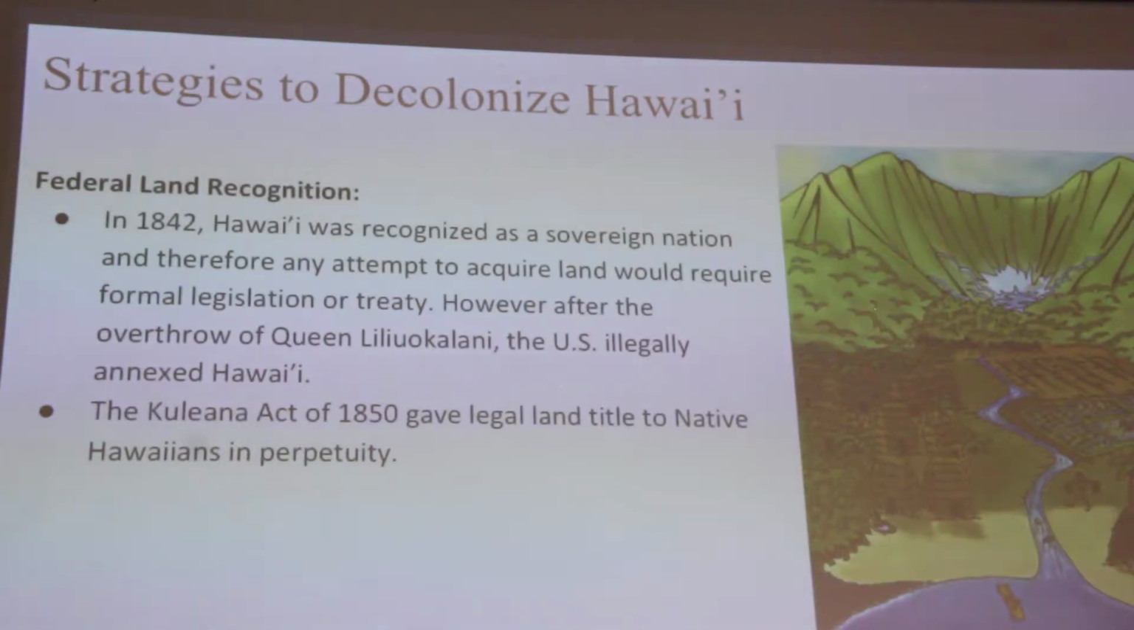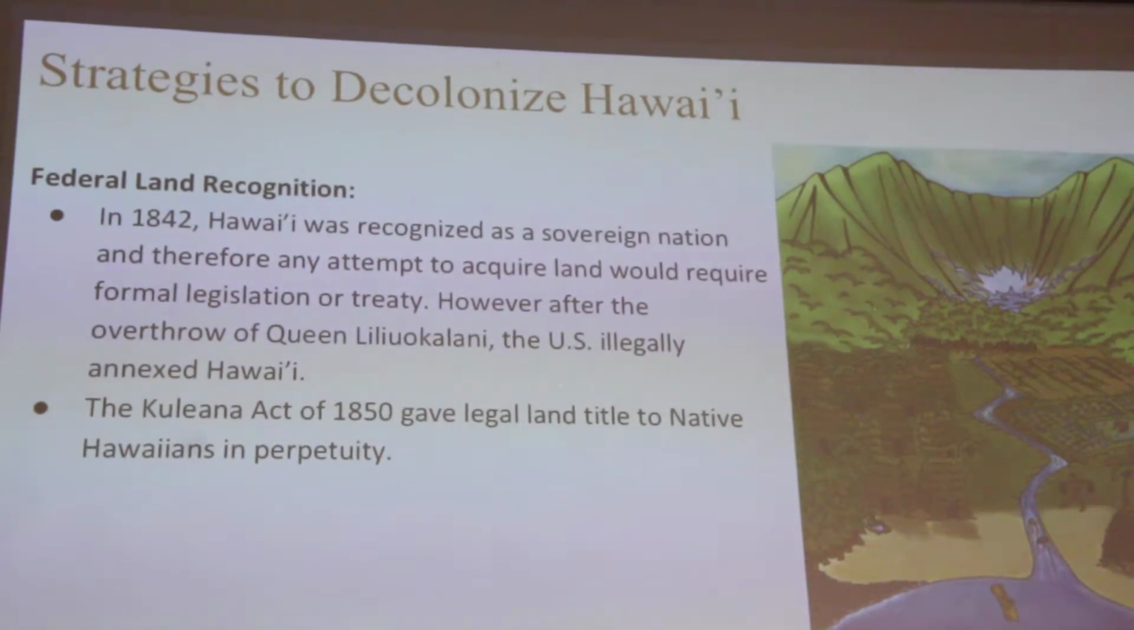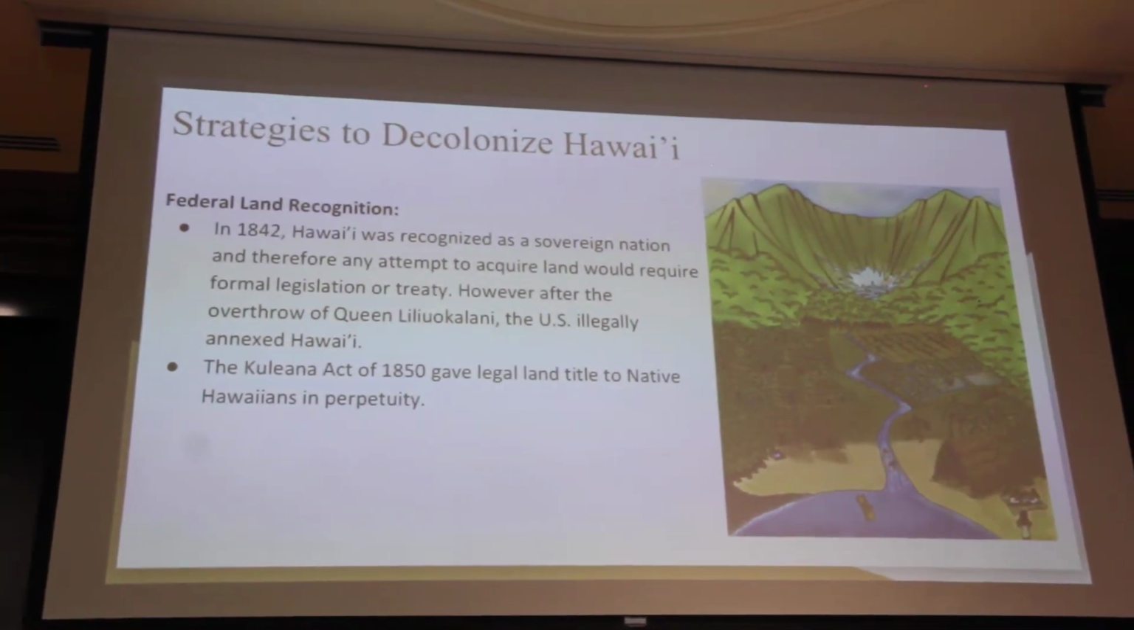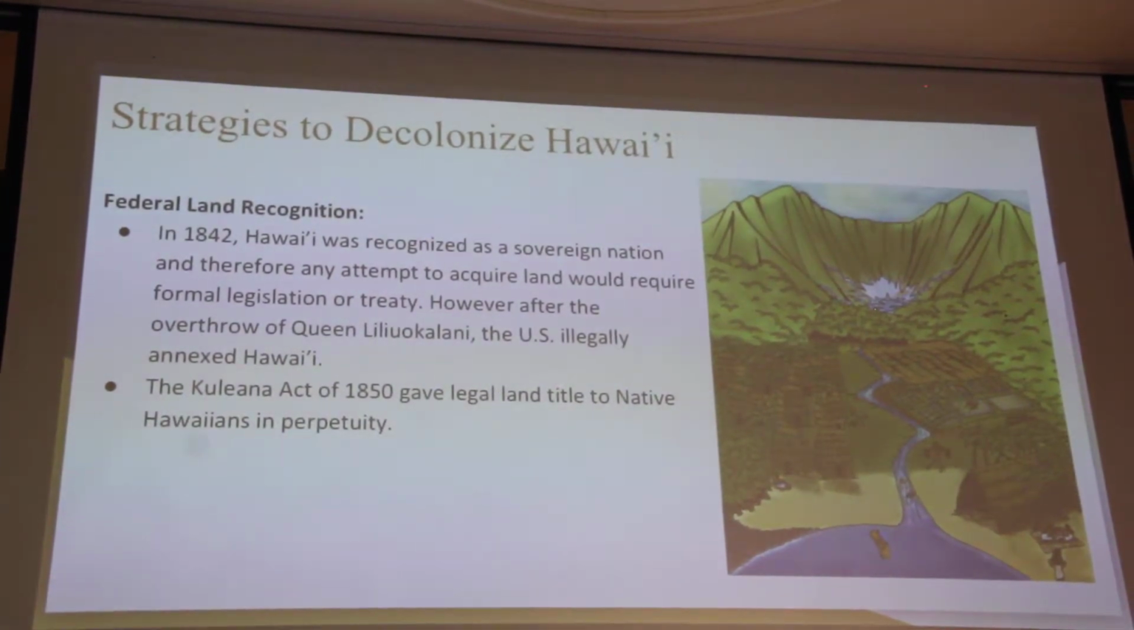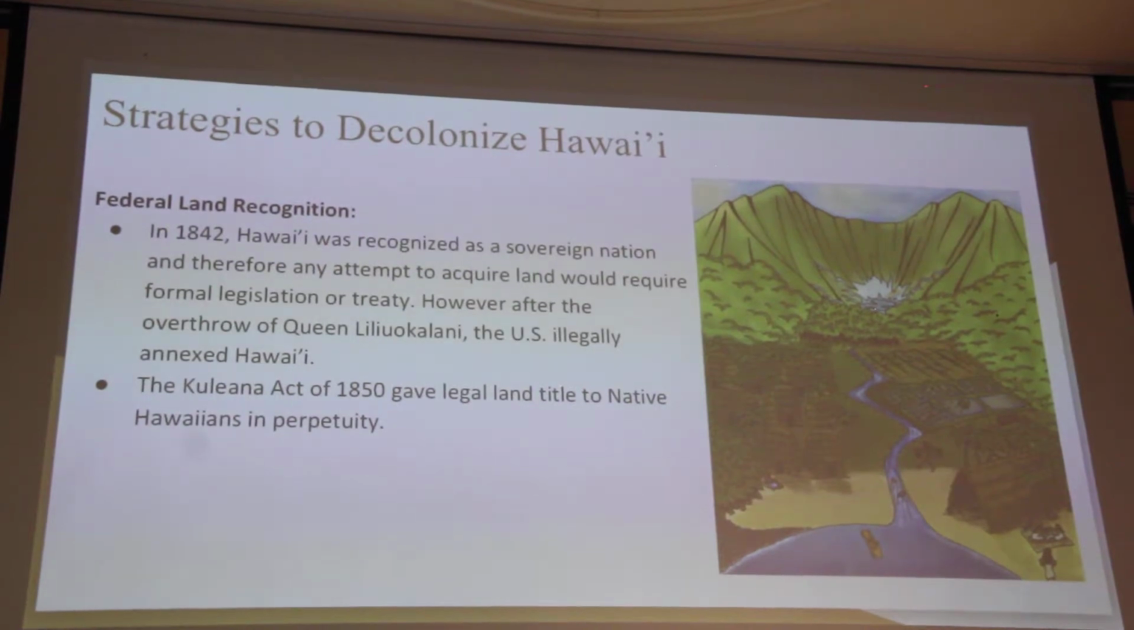All right. The next thing is the strategies that you can use to decolonize Hawaii. There are 2 different legal avenues that I'll present. The first is federal land recognition. As we talked about before, Hawaii was actually illegally overthrown and is still a colonial state. In 1842, Hawaii was recognized as a sovereign nation by the United States, and therefore any attempt to acquire land would require formal legislation or treaty. However, after the overthrow of Queen Liliuokalani, the U.S. illegally annexed Hawaii. And the second thing is the Kuleana Act of 1850, which gave legal land title to Native Hawaiians in perpetuity, which is called Kuleana land parcels.